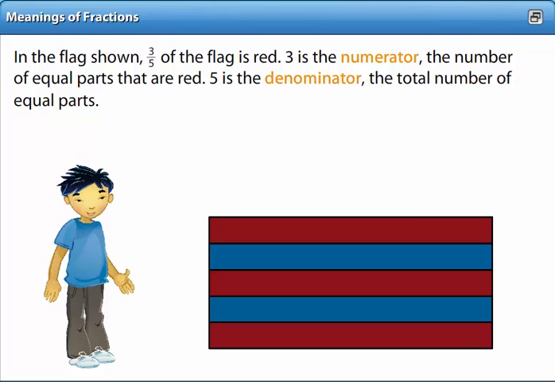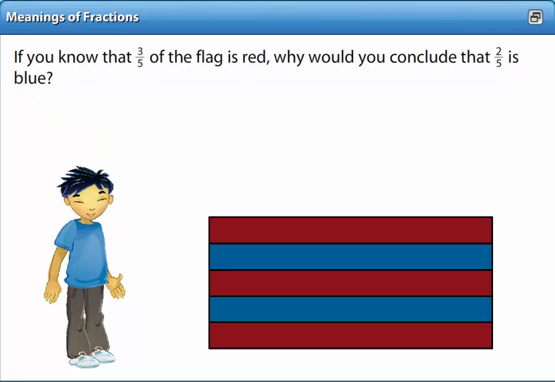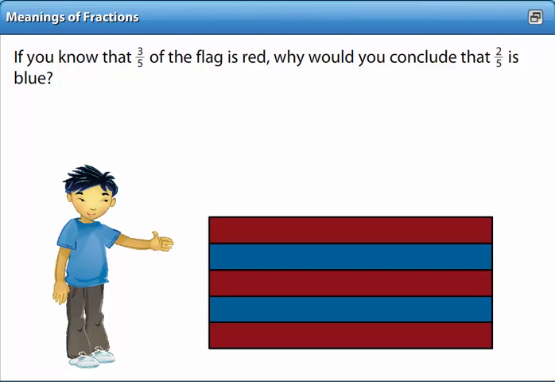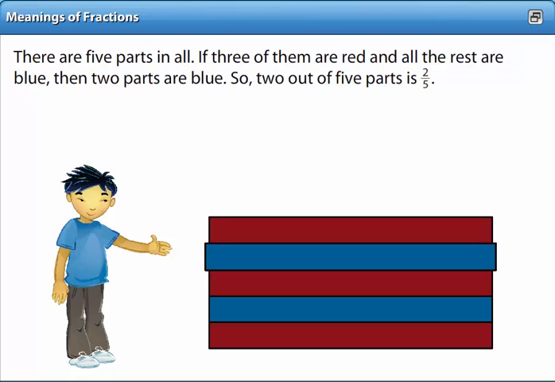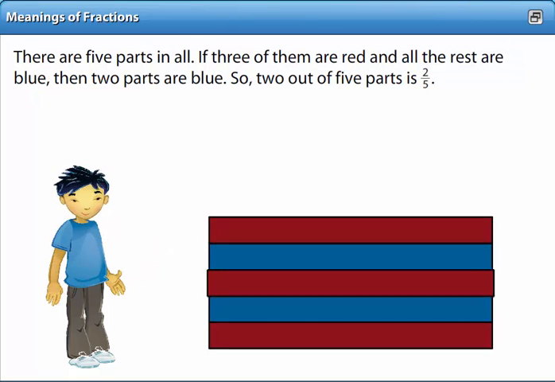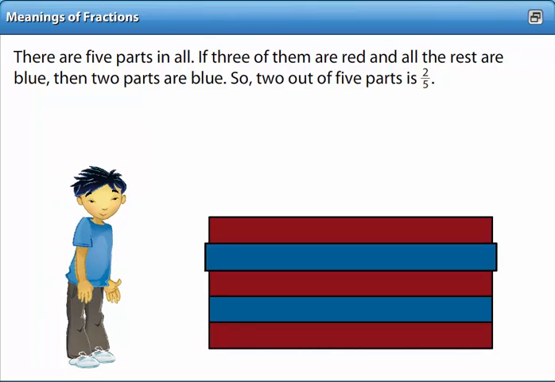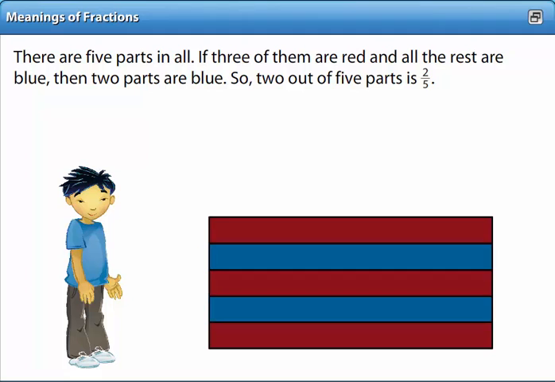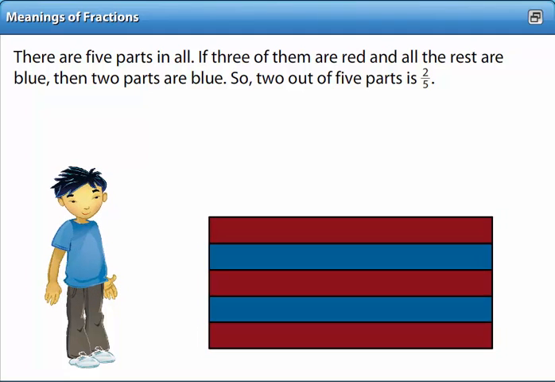3 is the numerator, the number of equal parts that are red. 5 is the denominator, the total number of equal parts. If you know that 3/5 of the flag is red, why would you conclude that 2/5 is blue? There are five parts in all. If three of them are red and all the rest are blue, then two parts are blue. So 2 out of 5 is 2/5.